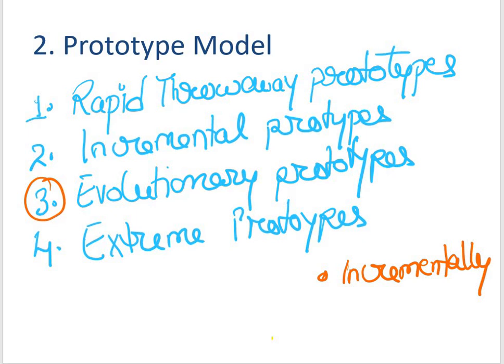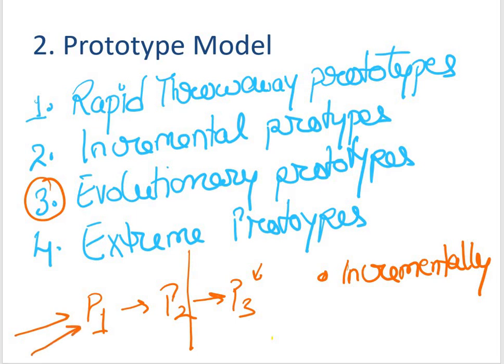So incrementally, let's say from P1 I reach P2. So I'll refine P2 only, not P1. From P2 I reach P3. So this time I'll refine P3. P2, P1 are the gone cases. So in this case also, it's not like every time I have to refine P1. So this also saves a lot of time.